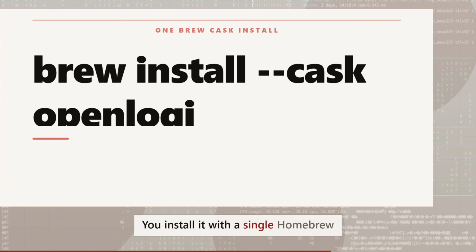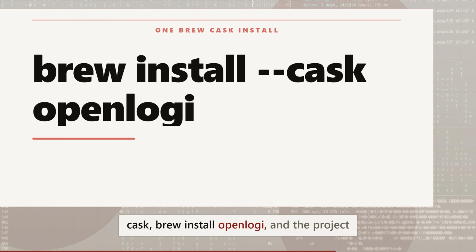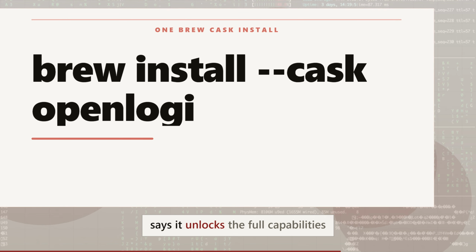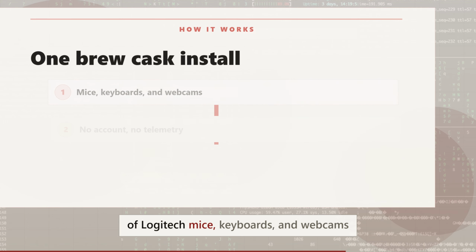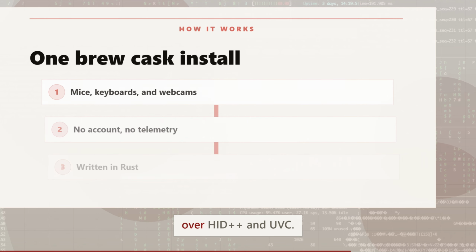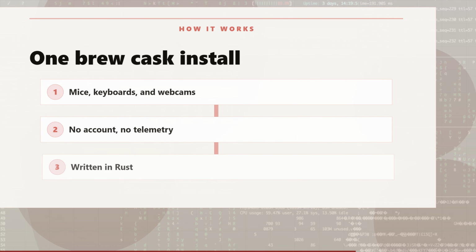You install it with a single Homebrew cask, brew install OpenLogi, and the project says it unlocks the full capabilities of Logitech mice, keyboards, and webcams over HID++ and UVC.